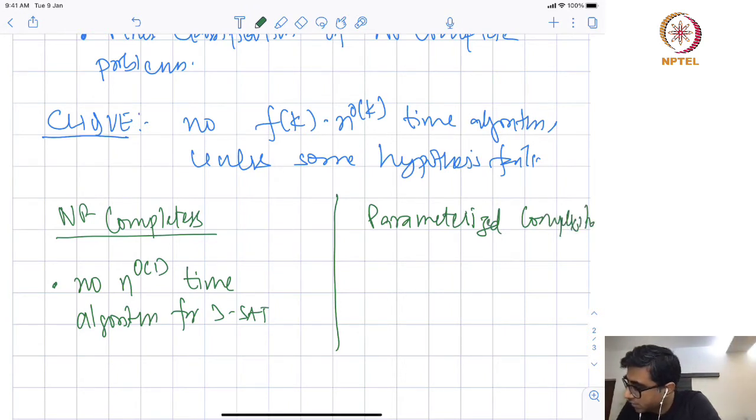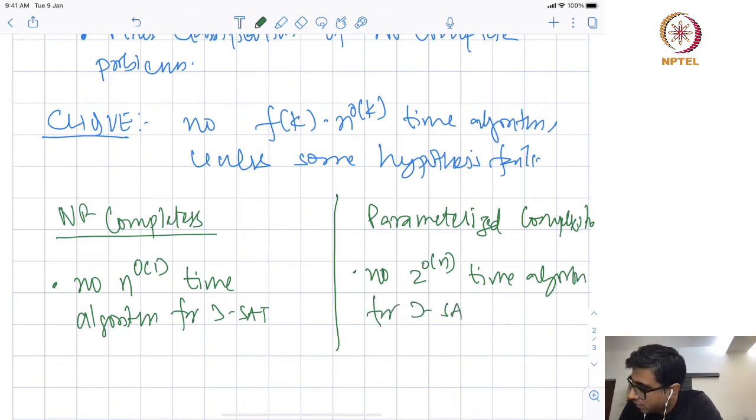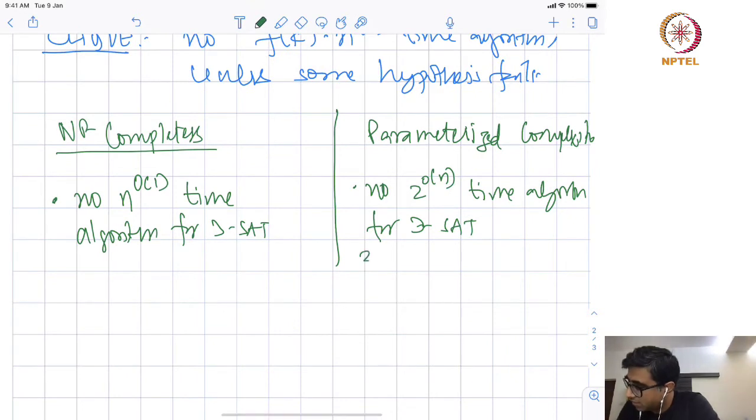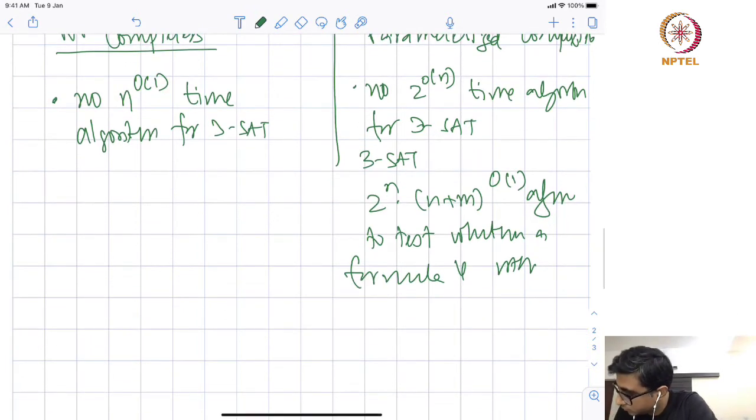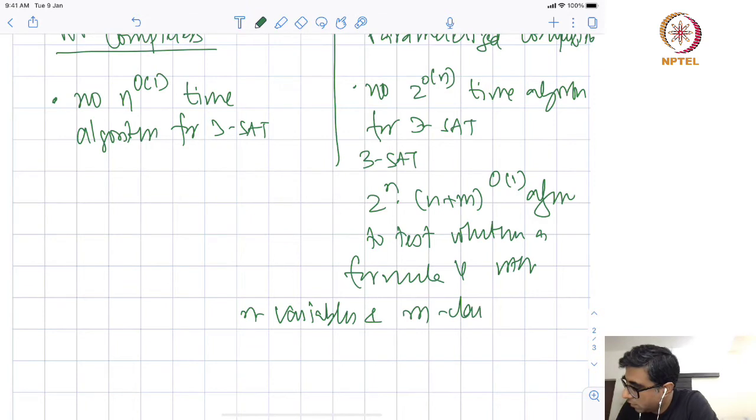Okay, there is no 2 to the power little o of n time algorithm for 3-SAT. Notice that for 3-SAT, for that matter any SAT, you have a 2 power n plus m times big O of 1 algorithm to test whether a formula phi with n variables and m clauses is satisfiable or not.